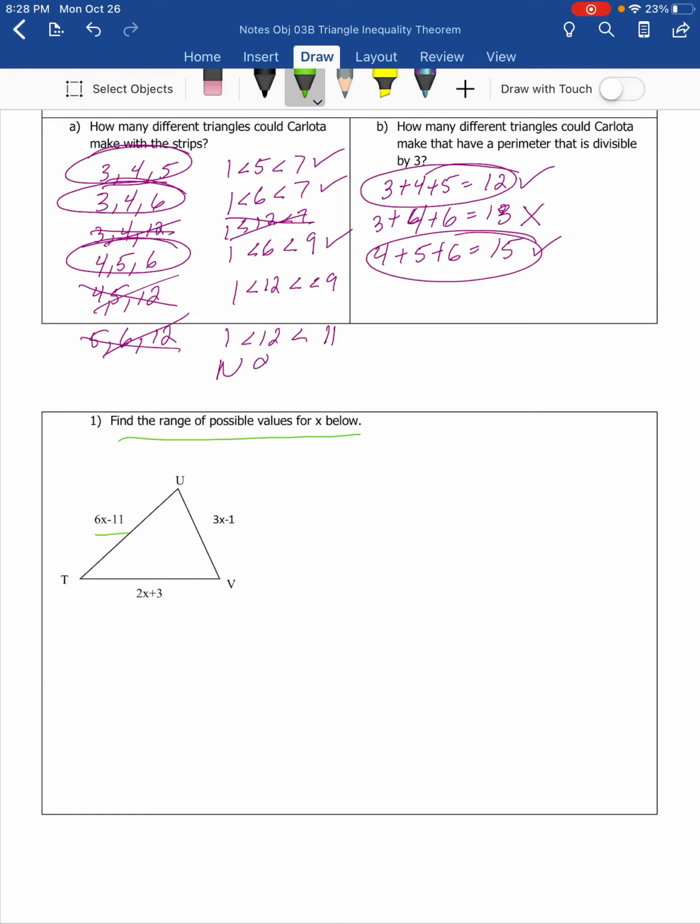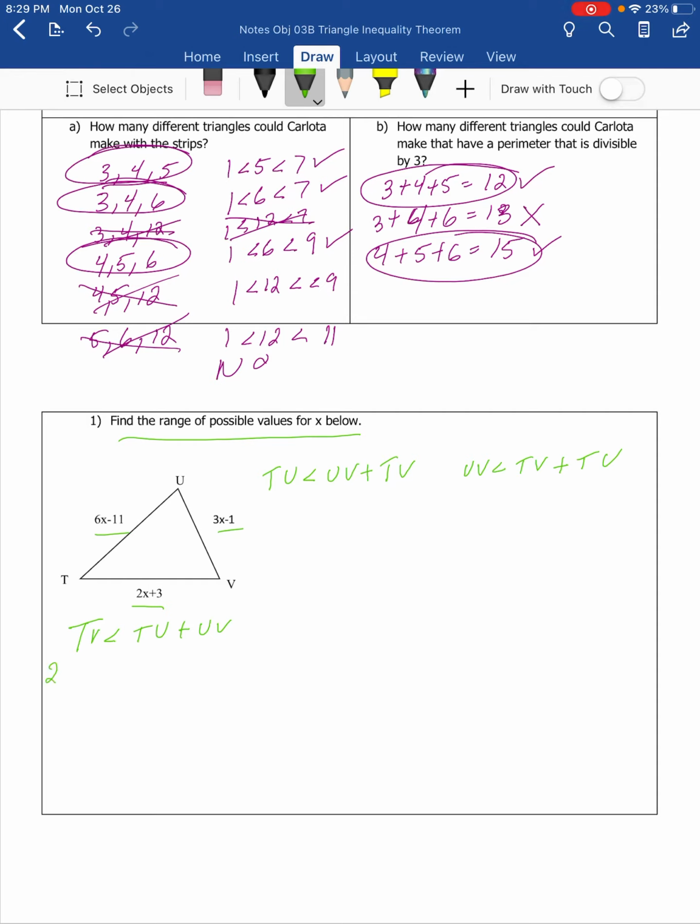So I know that the sum of two sides of a triangle is greater than the measure of the third side, so I have three possibilities that I could write. I know that the distance from T to V would be less than the distance from T to U plus the distance from U to V. I know that the distance from T to U would be less than the distance from U to V plus the distance from T to V. And lastly, I know the distance from U to V would have to be less than the distance from T to V plus the distance from T to U.